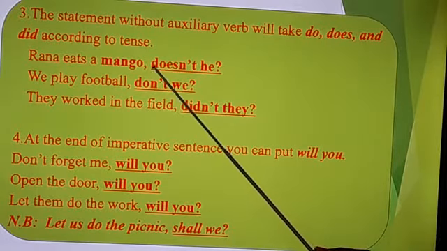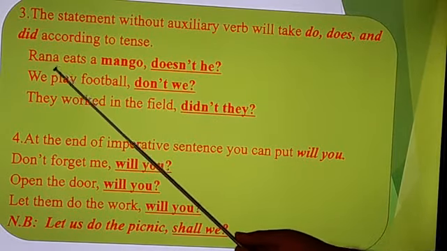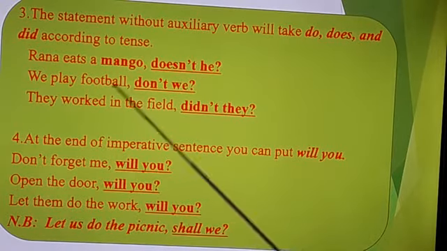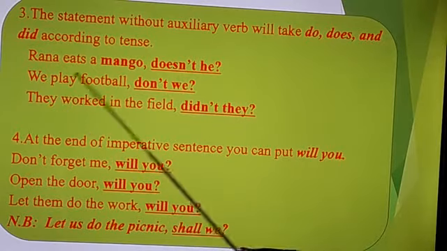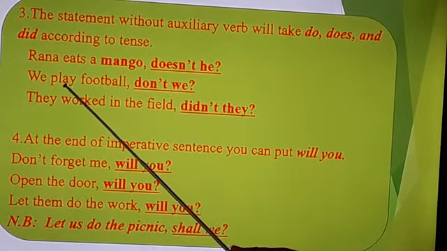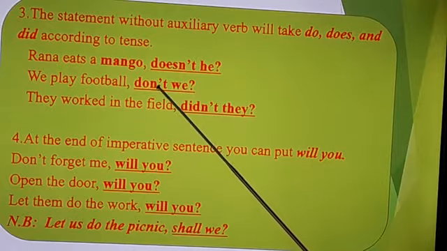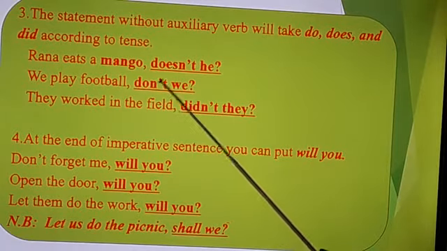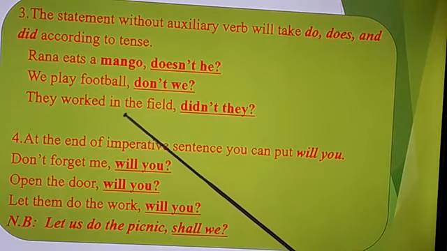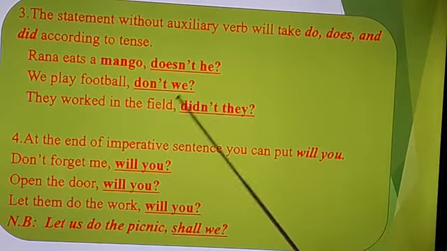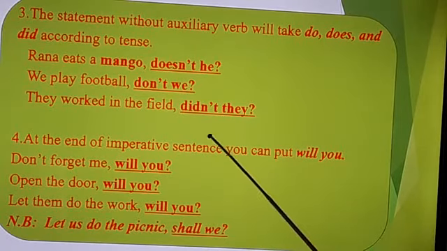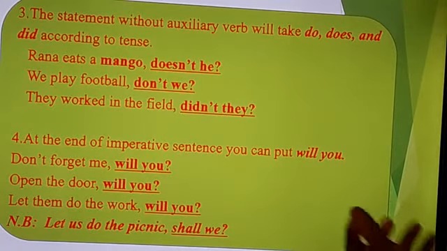Rana eats a mango. So, doesn't he? Because Rana is third person singular and there is no auxiliary verb. And the next one, We play football. We is a plural subject, and that is why we have to use do. Be careful, that is not a negative, that is an affirmative sentence, and that is why we make it negative: Don't we? Then, They were in the field. Didn't they? That is in past tense, that is why we use did, and at the same time you have to make it negative. Didn't they?